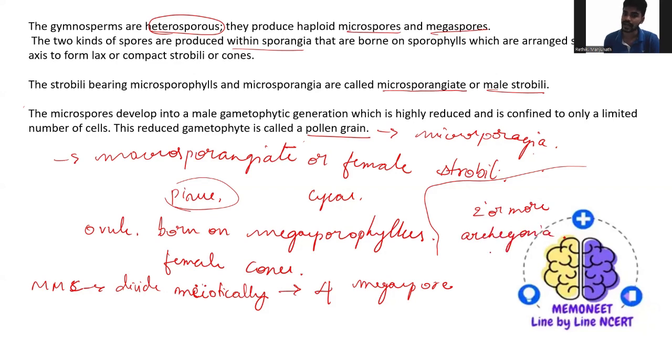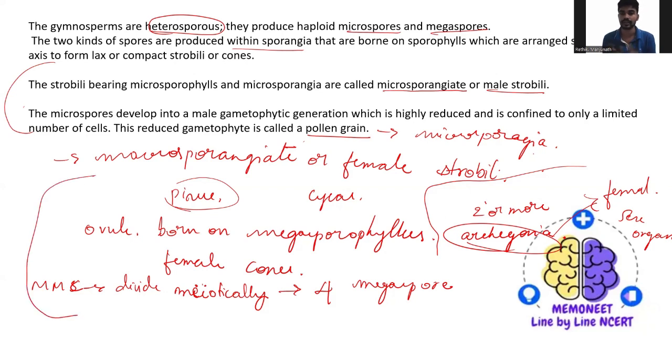Archegonia. Okay, what are archegonia? Archegonia are nothing but the female sex organs in the gymnosperm. Okay, so this is the female sex organ. Then the multicellular female gametophyte is also retained within the megasporangium. So this is all about the male as well as the female. This part is all about the male, and this part is all about the female sex organs of the gymnosperms.